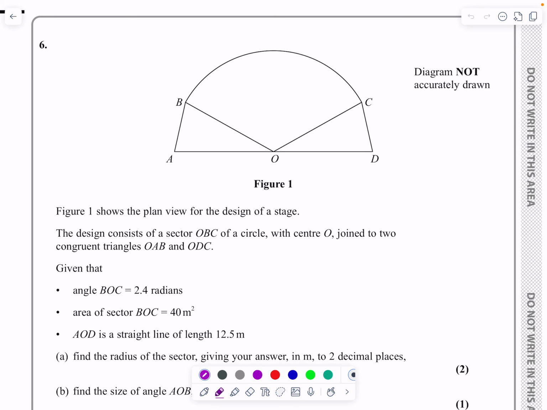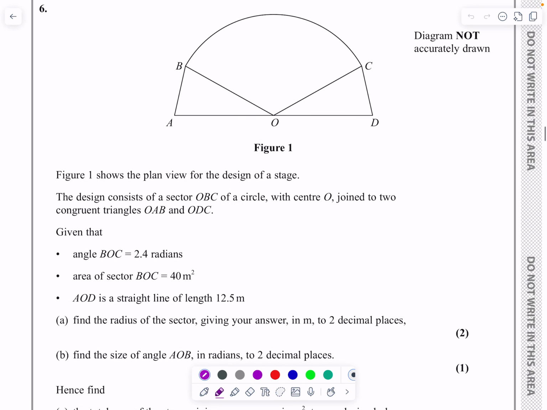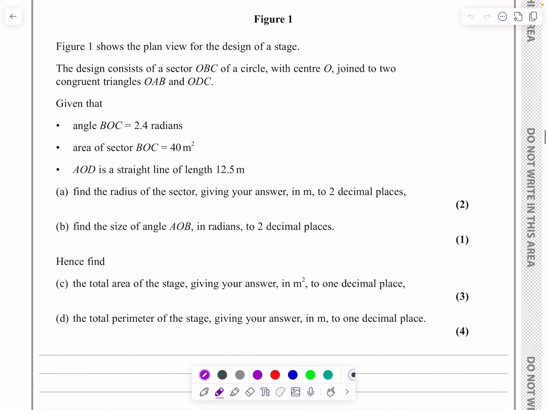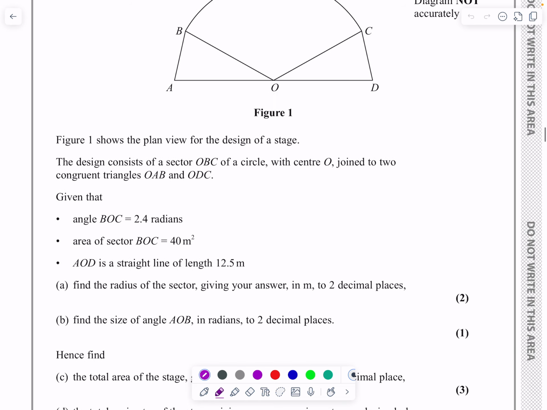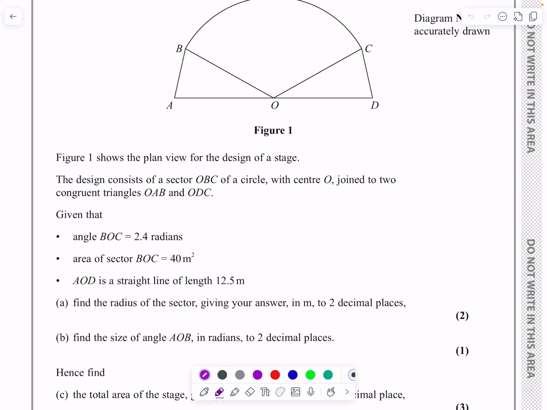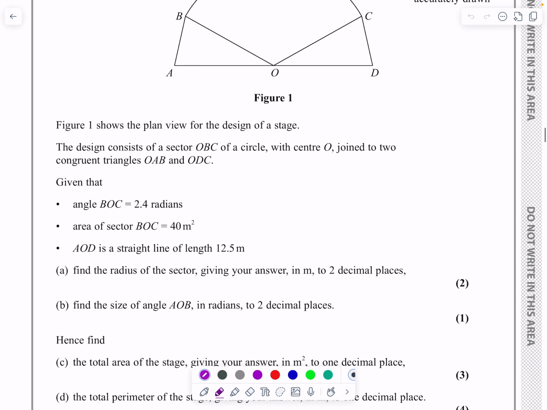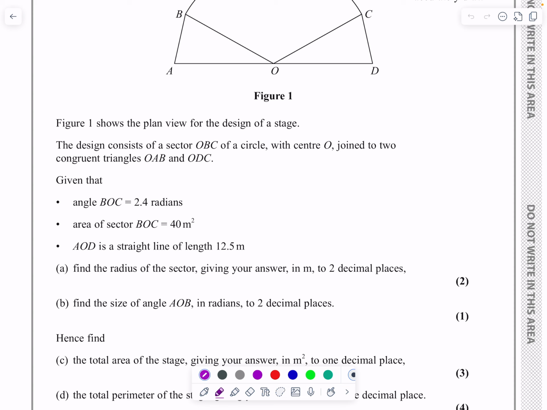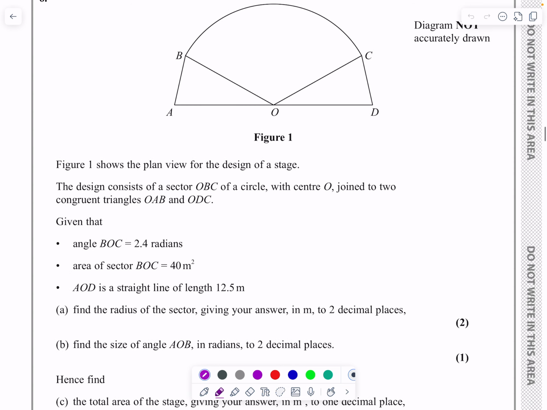Okay, this is the P1 paper from January 2023. It's question number 6. And as we can see by looking at this one, this is a radians question. We're going to be working out arc lengths, we're going to be working out areas of sectors, etc. Just give you a little bit of time to read through the question, or you can stop the video. And all the information that's here needs to be put onto the diagram.